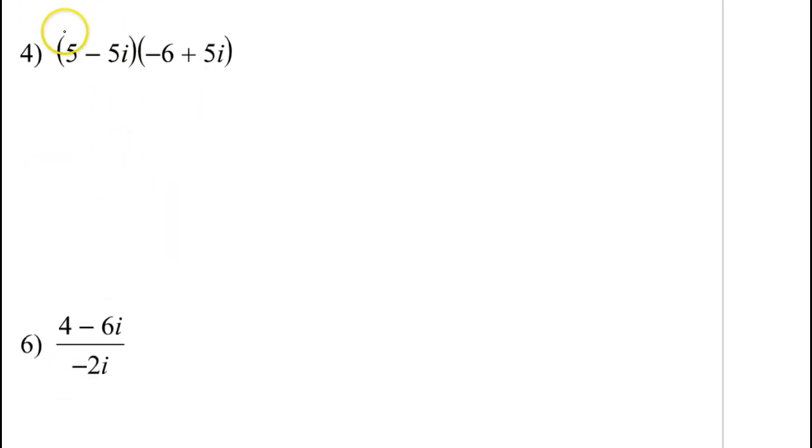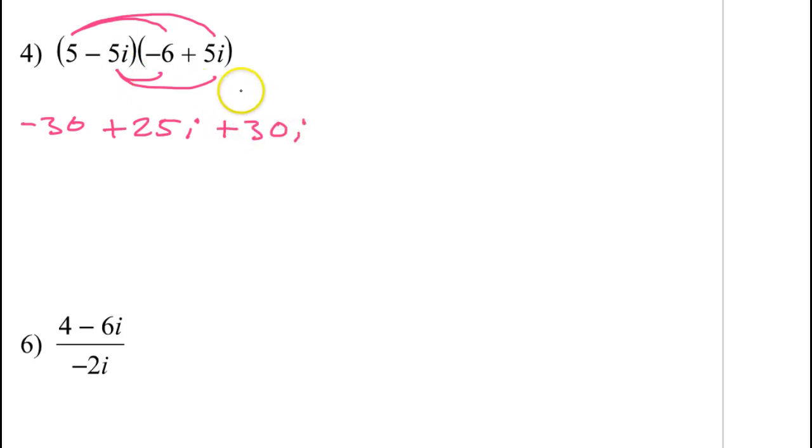Let's do one more. We're going to double distribute this binomial times a binomial. So first we distribute the 5. That's going to give us -30 plus 25i. Now we will distribute the -5i. So that's going to give us positive 30i and -25i squared. Now remember, i squared is -1. That's going to make this a positive 25 with no i.